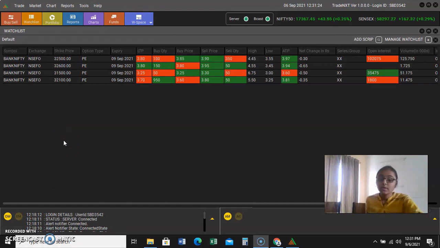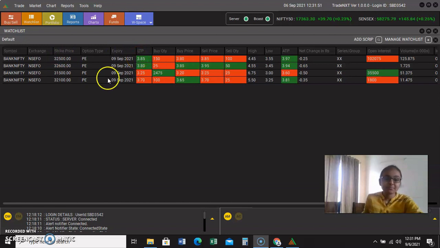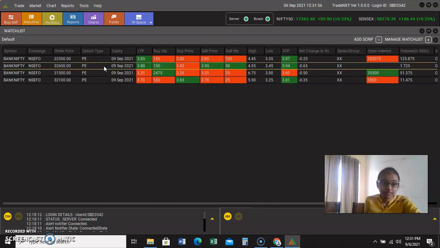Hi friends, so today I'm going to execute some orders. So I'm going to play short ratio put spread strategy in Bank Nifty. First of all, I would like to show you something against fundamentals. As you can see on the screen, 32,600 is trading at 3.80, whereas 32,500 is trading at 3.85. Isn't this funny? So now I'll execute the orders.